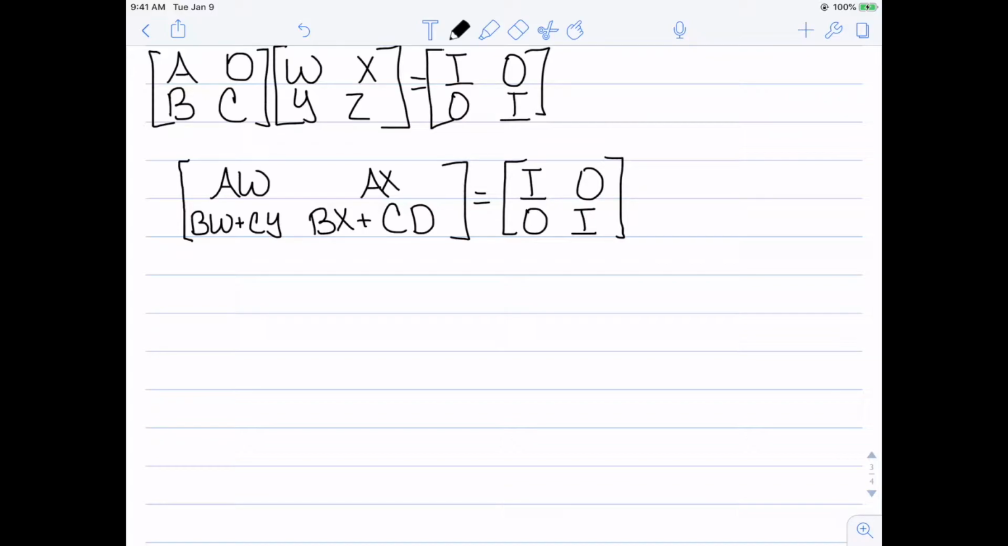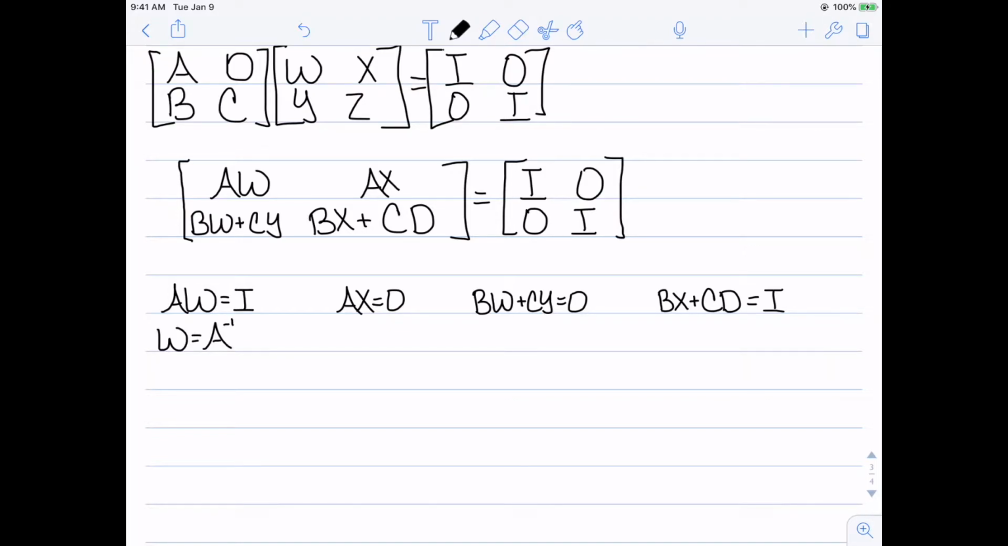So now I have 4 different equations that I can look at and try to solve. The first row gives me AW is equal to I and AX equal to 0. The second row gives me BW plus CY is equal to 0 and BX plus CZ is equal to I. I'm going to start with my first one. The invertible matrix theorem says that if a square matrix times another matrix gives the identity, then the inverse exists. So we have W is equal to A inverse. So A is invertible.